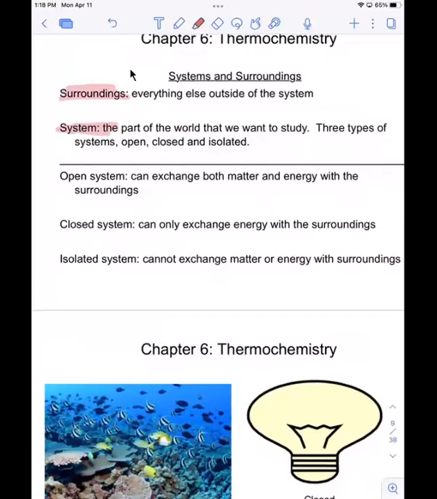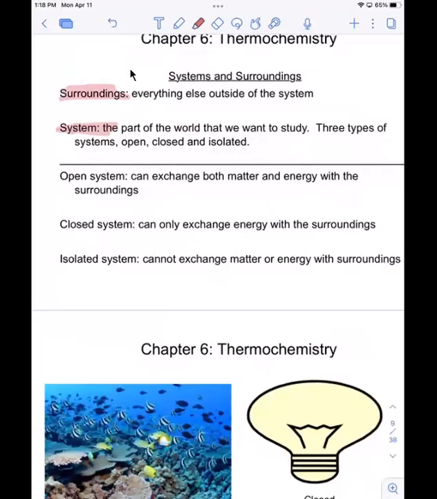So for systems, there are three types. There's an open system, and an open system can exchange both matter and energy with the surroundings. So for an open system, you can add more matter to it. If it's a reaction, you can add more reactants to it. You can add more energy to it. You can also release energy from this open system to the surroundings and vice versa. Or you can remove matter from it. So you can exchange matter and energy.